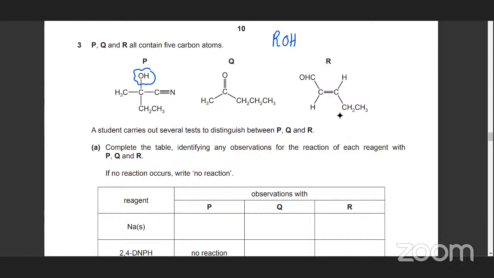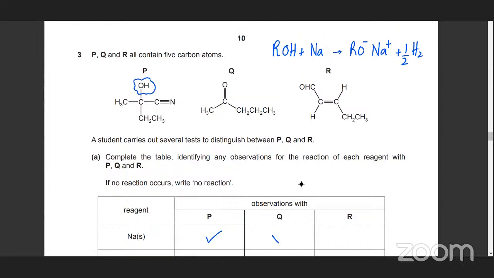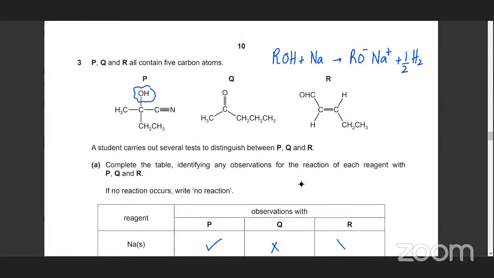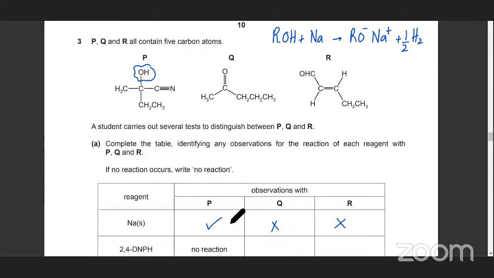If you have an alcohol, the alcohols lose the H at the end, the H is lost and sodium takes its place, and H2 gas is produced. So it's like a metal plus acid reaction. So P is going to react, and I don't think Q and R are going to react with sodium. So no reaction with either Q or R.